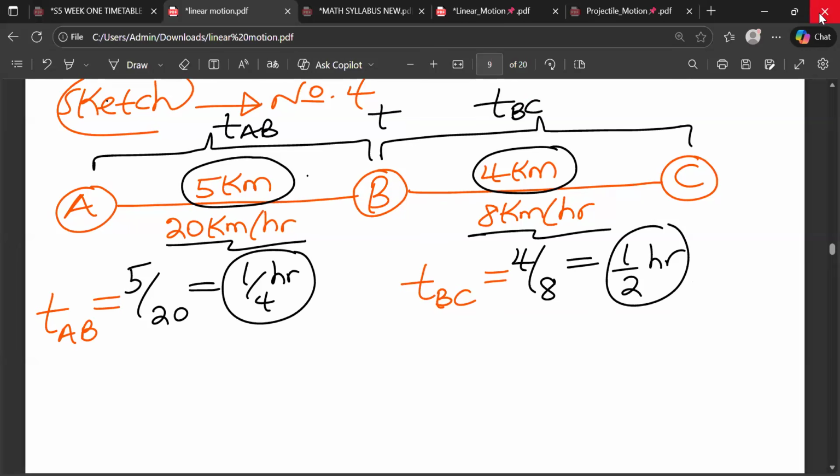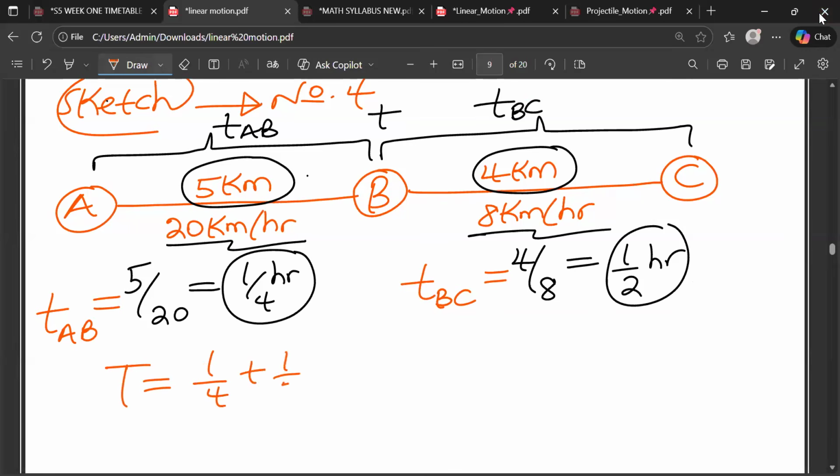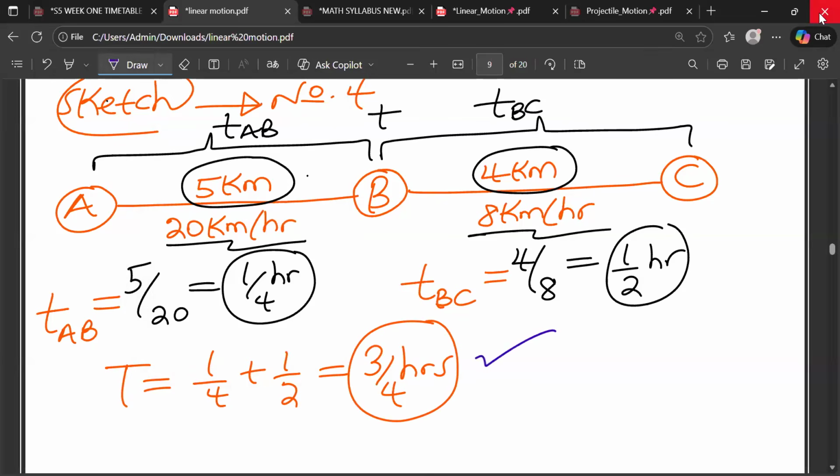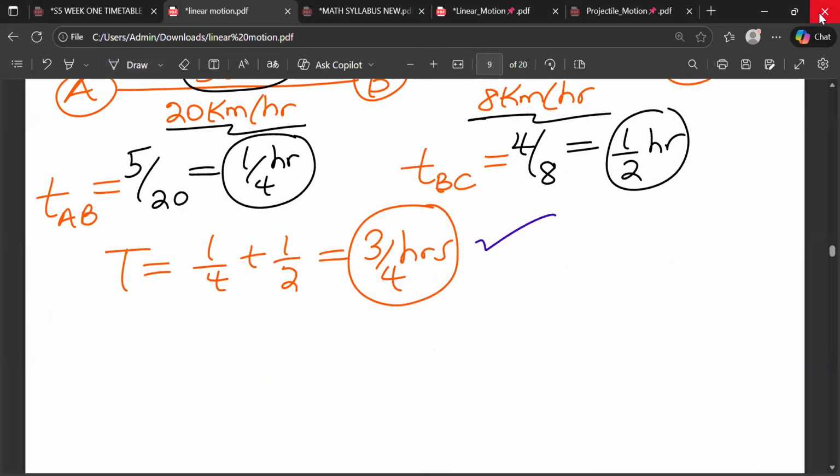So now the total time taken, that is capital T. Get a quarter and add a half using your calculator and you get 3/4. So the answer is 3/4 hours. If you want, you can even write your answer in minutes. I taught you how to convert. Me, I can stop there, but there may be that person who wants to have their answer in minutes.